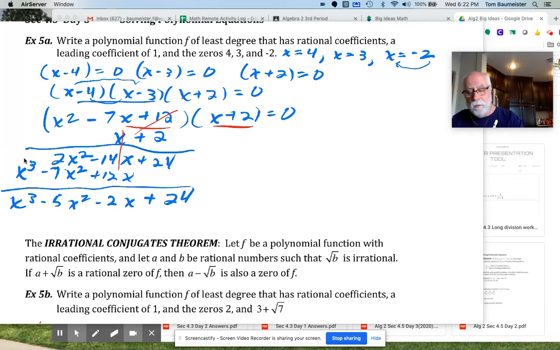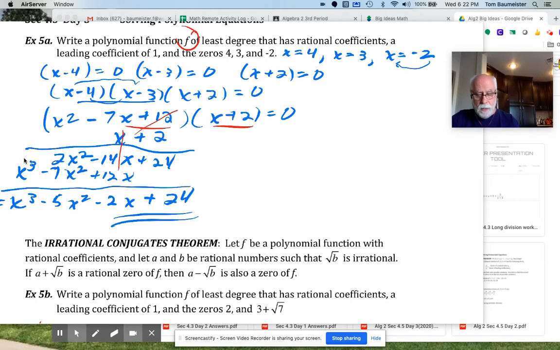And now, remember, it said to write it as a function f. So we're just going to put on the front here f of x is equal to, and there is our answer. Okay, so that one should help you with the first two problems on your homework tonight.